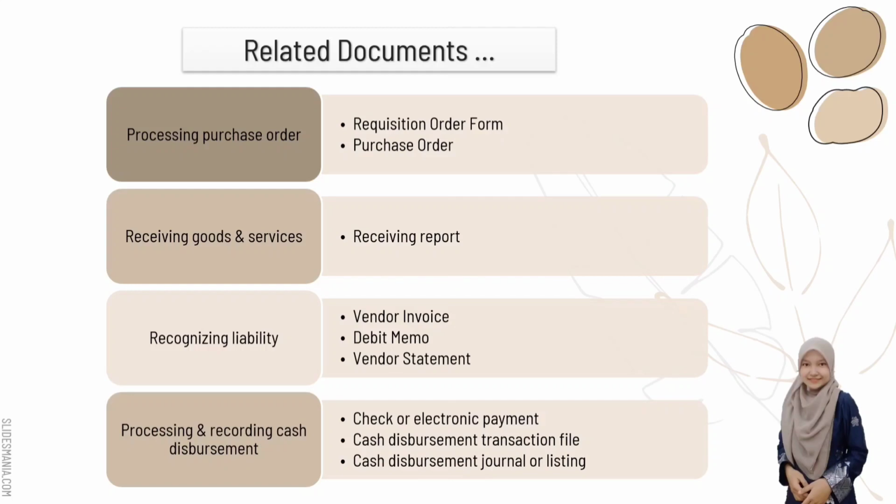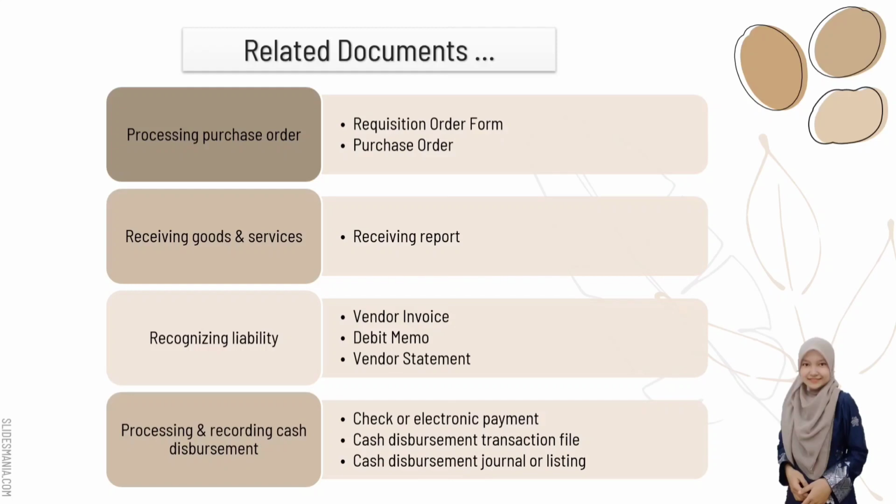Finally, the last business function is processing and recording cash disbursements. The related documents are a check or electronic payment, the cash disbursement transaction file, and the cash disbursement journal listing. A check is the document commonly used to pay for the acquisition, while the cash disbursement transaction file is a computer-generated file that includes all cash disbursement transactions processed by the accounting system for a period.